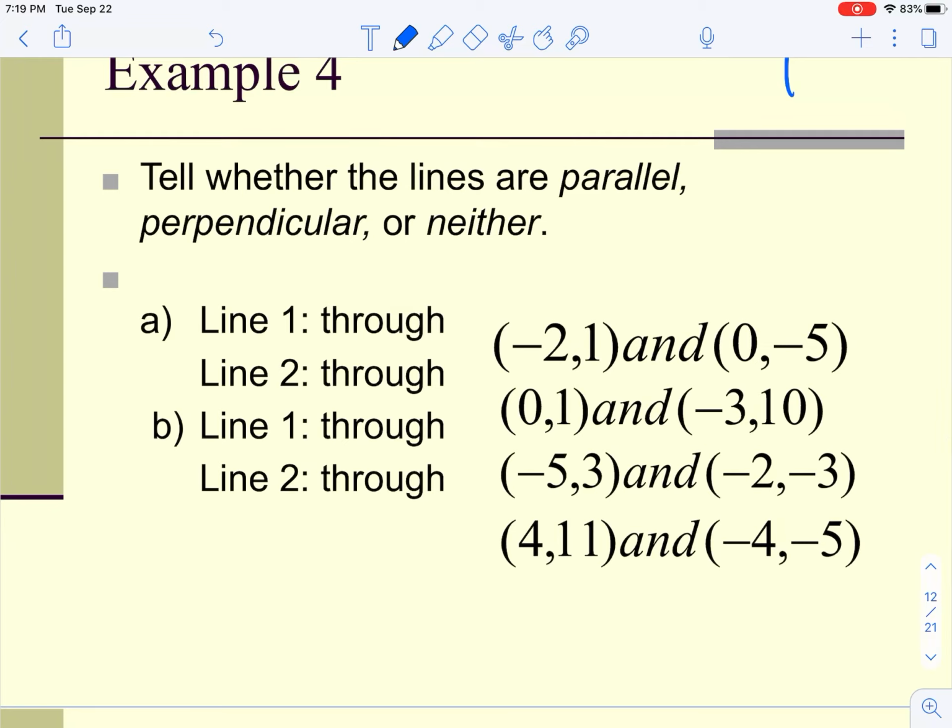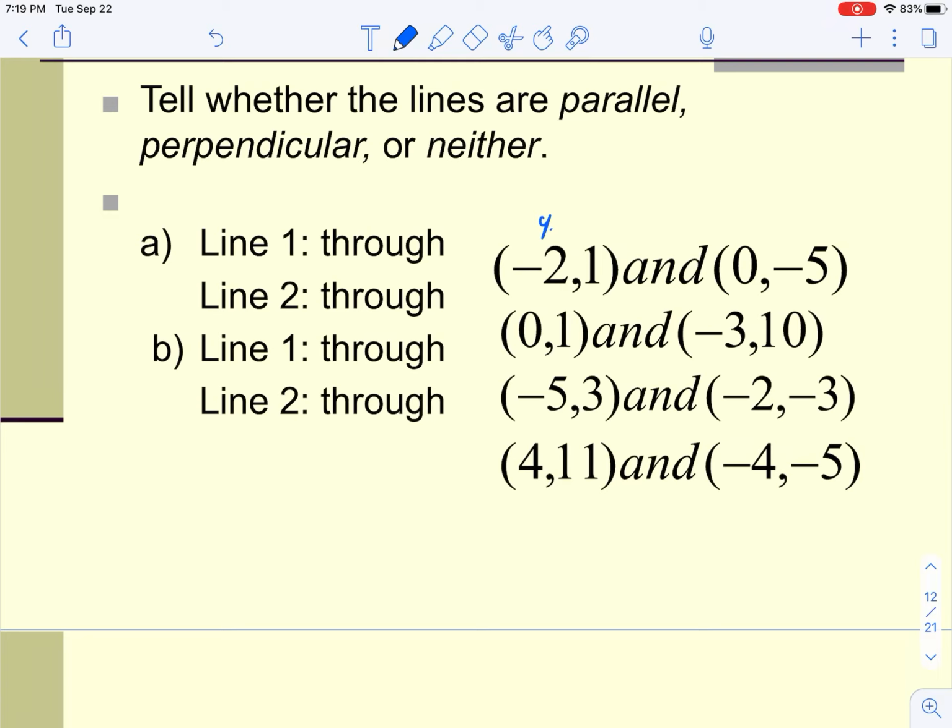Okay, a couple examples for you. I'll do one and then leave you to do the second one. Tell whether the lines are parallel, perpendicular, or neither. Sorry, I'm backwards. I'm going to say this is x2 and y2. This is x1 and y1.